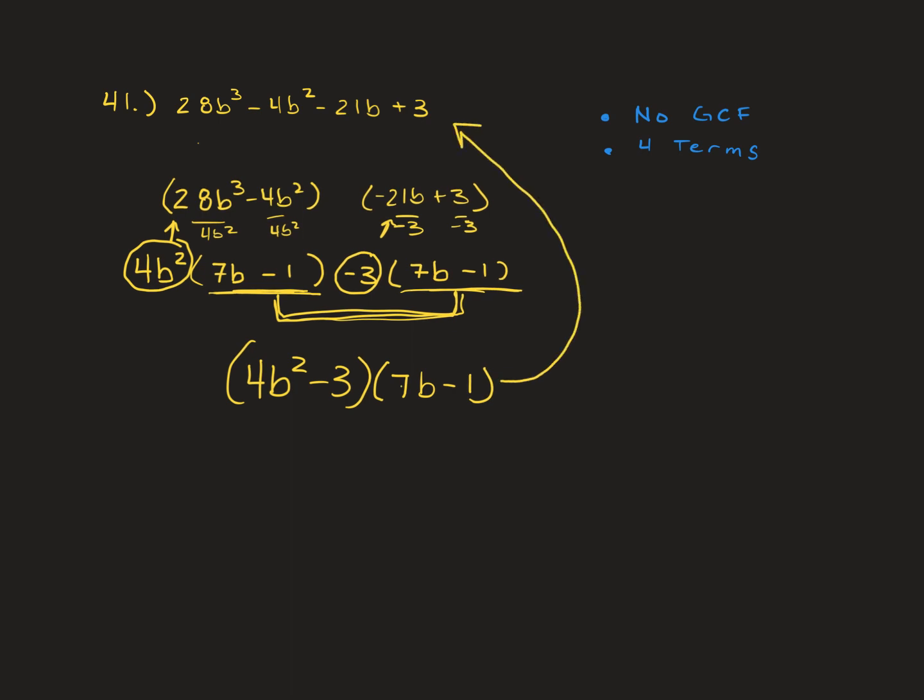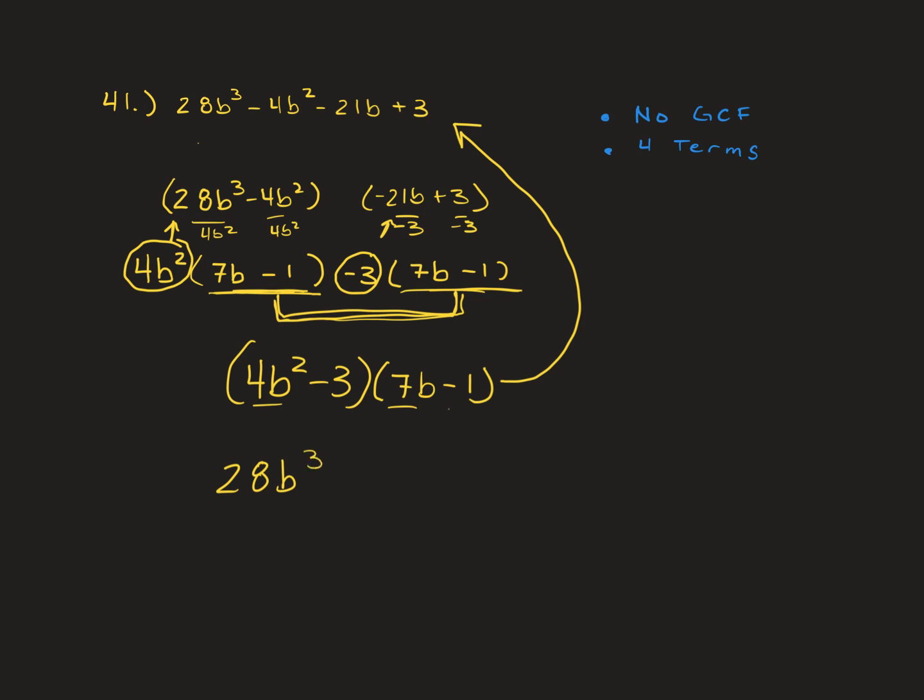Now, like most things, I'm going to go through and check it. And how do I check it? I FOIL it. So I'm going to go first times first. This becomes 4, that's not right. We've got 4 times 7 would be 28. B squared times B is B to the third.